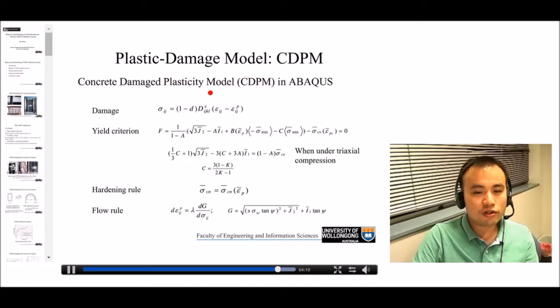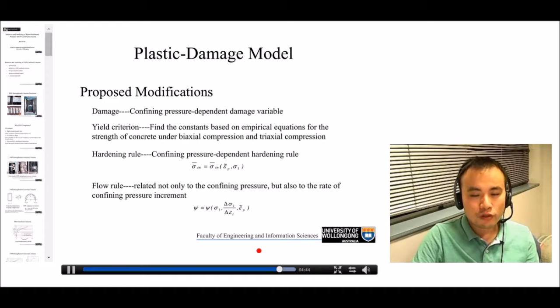Alright, here we just use the model in Abaqus as an example. This is the so-called concrete damaged plasticity model in Abaqus. So besides the three key components for plasticity models, there's one additional component, which is the damage variable, defined by this equation. Based on a similar concept, we need to make some modifications of the CDP model in Abaqus. For the plasticity part, we do the same as what we did for the plasticity model, and for the damage component, we make it confining pressure dependent.